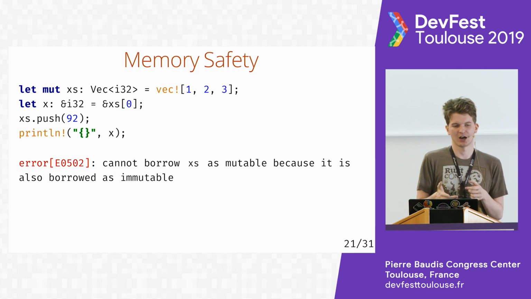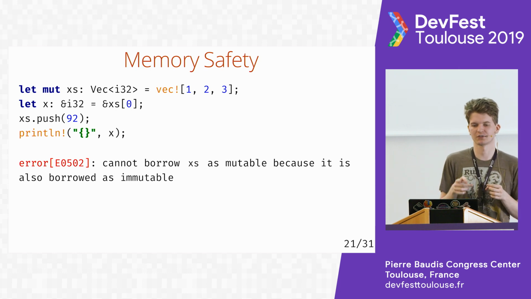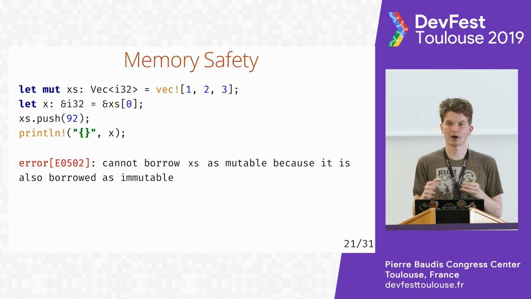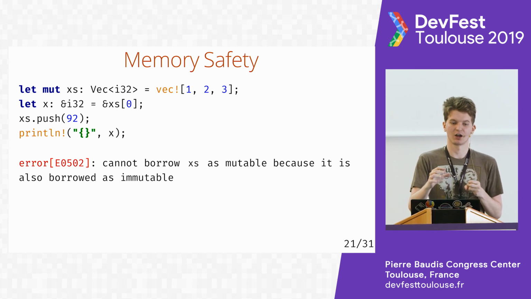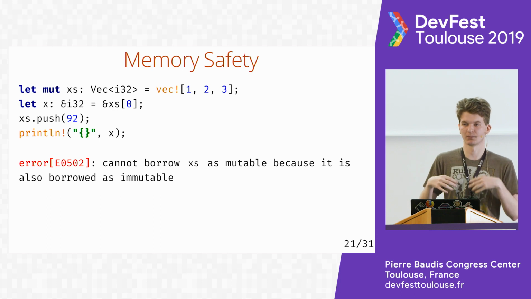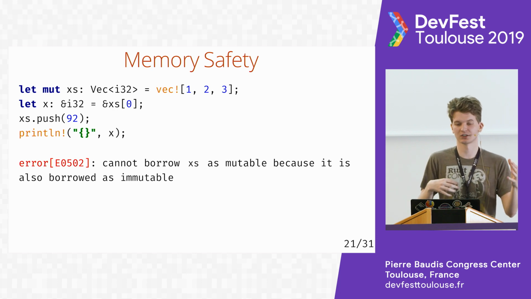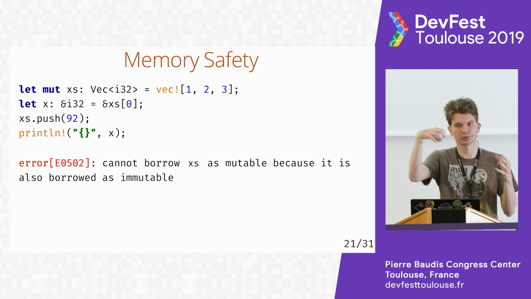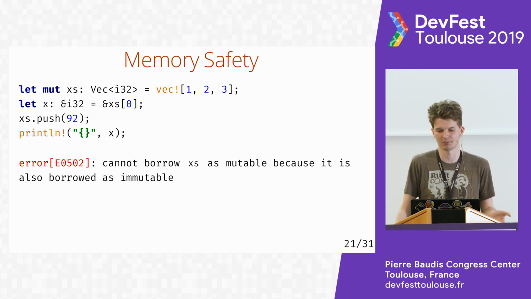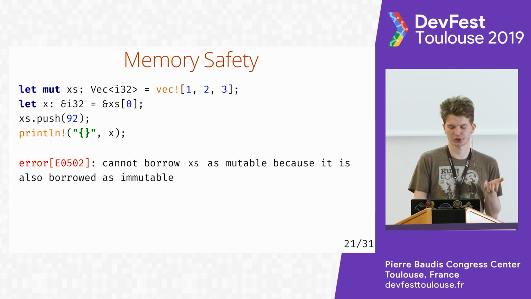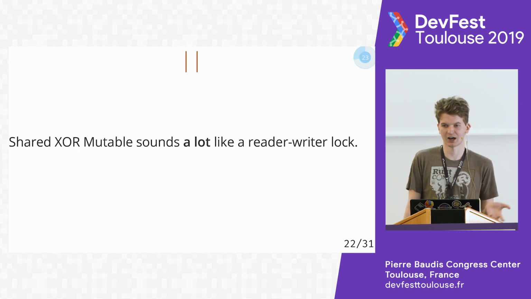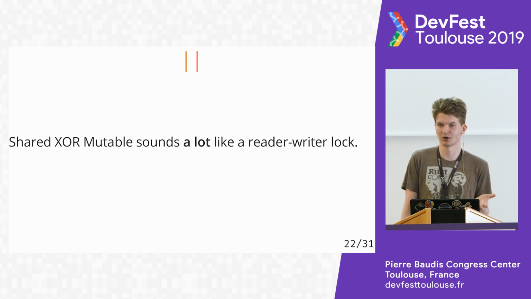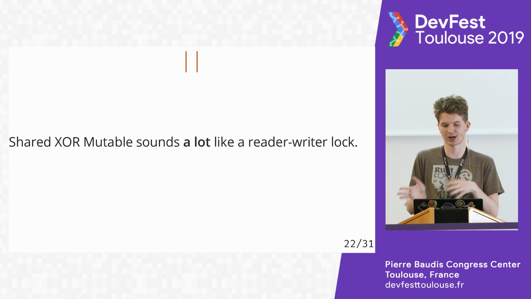More specifically, the reason why this is forbidden is that the push operation on the vector requires mutable access to a vector. So we have one constant reference, x, and when we try to call push, we are momentarily creating the mutable reference to a vector, and this is forbidden because of this shared xor mutable rule. But as I promised, I wouldn't tell you about memory safety. I am going to tell you about concurrency.